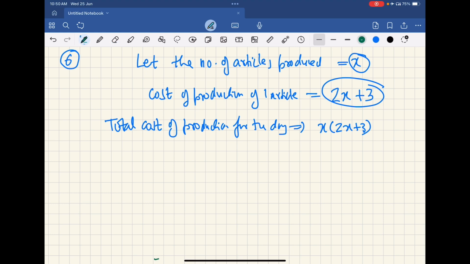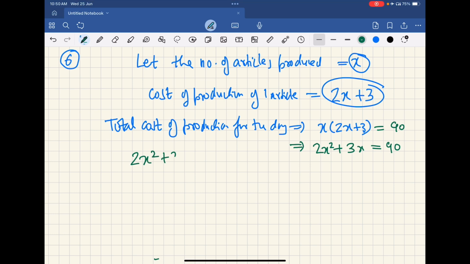So here they would have asked: find the total cost of production for the day. So आप इसी को solve करते, you would have written 2x square plus 3x and आपको 1 मार्क मिल जाता. ठीक है. Now since the second question would be: find the cost. So उसमें हम क्या करेंगे भाई, according to the question the total cost is given to us as 90 rupees, so we will equate it to 90 and then we will solve the quadratic equation.